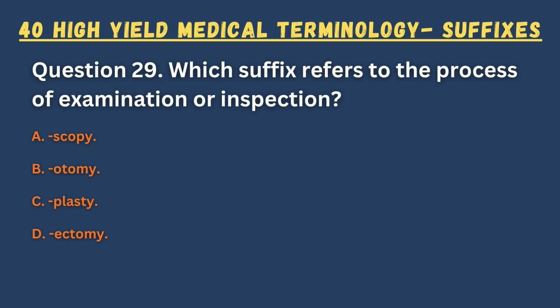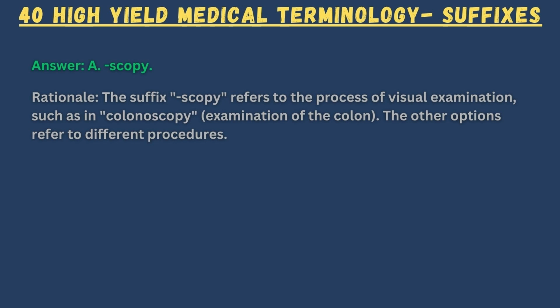Question 29. Which suffix refers to the process of examination or inspection? A. Scopy. B. Otomy. C. Plasty. D. Ectomy. Answer: A. Scopy. Rationale: the suffix scopy refers to the process of visual examination, such as in colonoscopy, examination of the colon. The other options refer to different procedures.